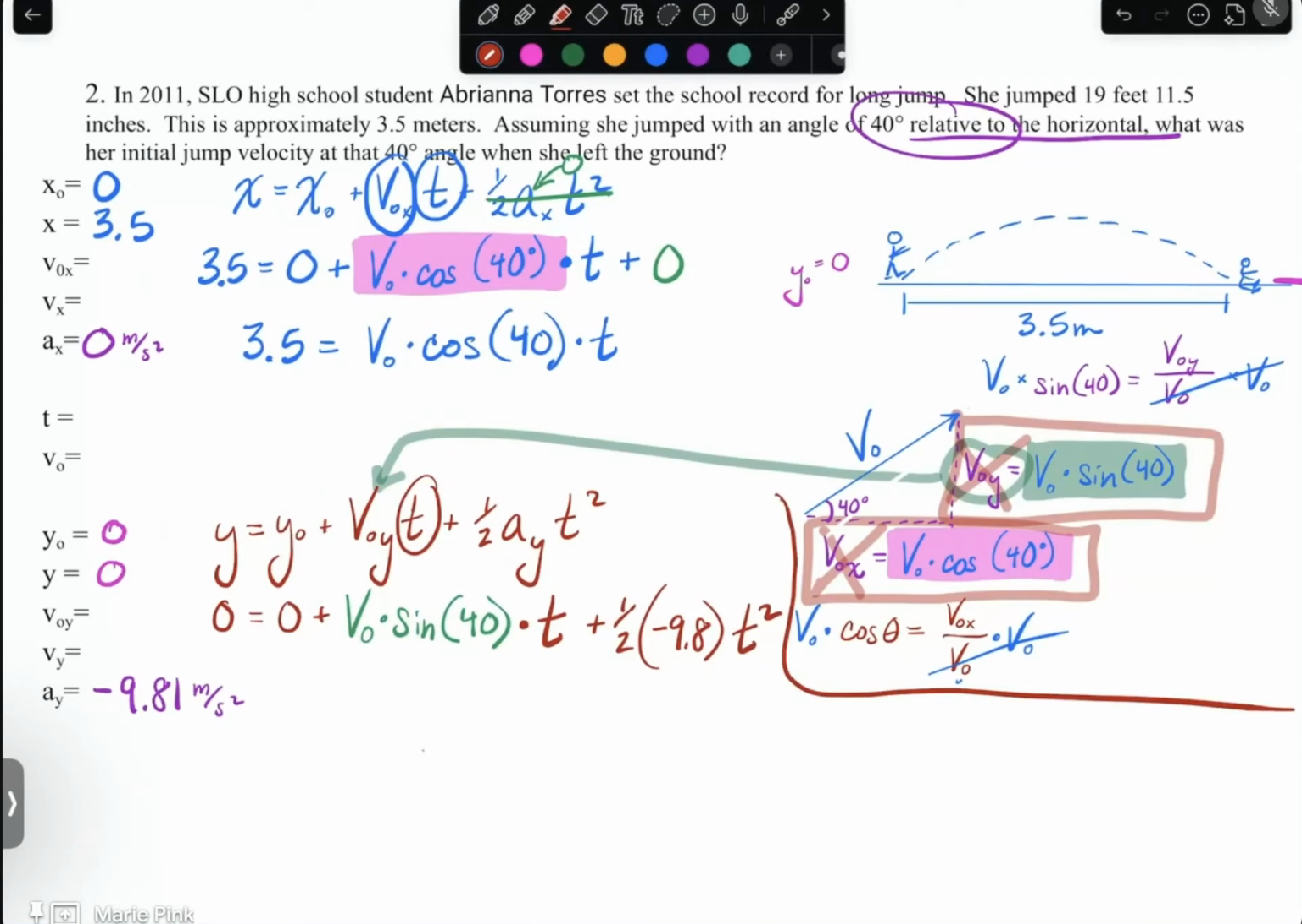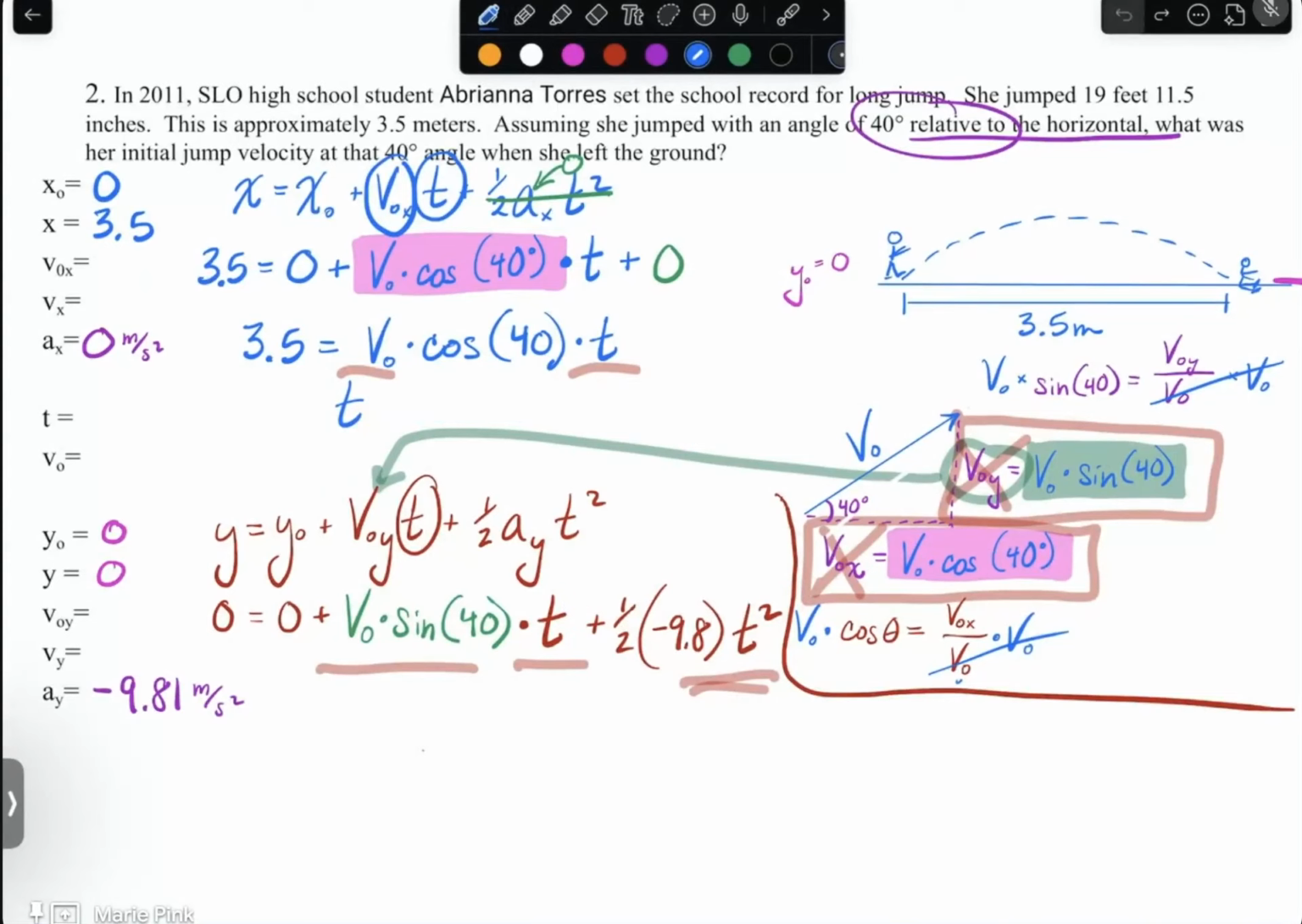Now I need to eliminate a second variable because these both have a V naught and a time in the equation. Unfortunately, this y direction also has a time squared, which is annoying. So I'm going to take my x direction and solve for V naught, because I don't want to solve for t. If I solve this for t and get t equal to some stuff, then when I plug it into this, I'm going to have to square it. And that's gross. I don't want to square anything.